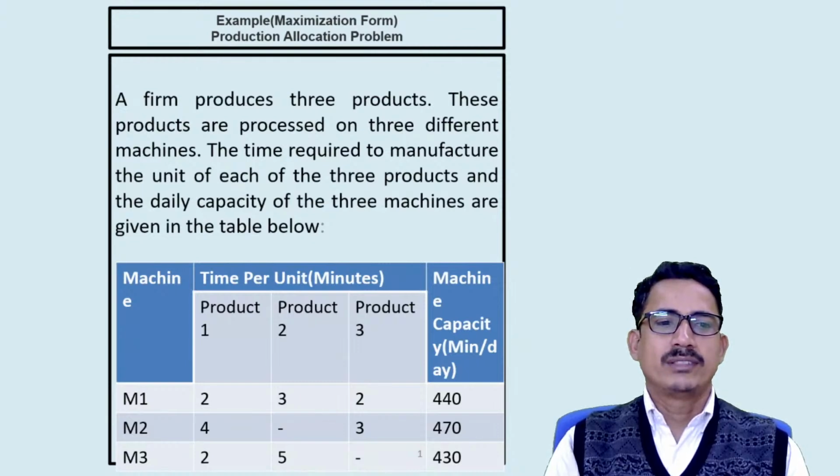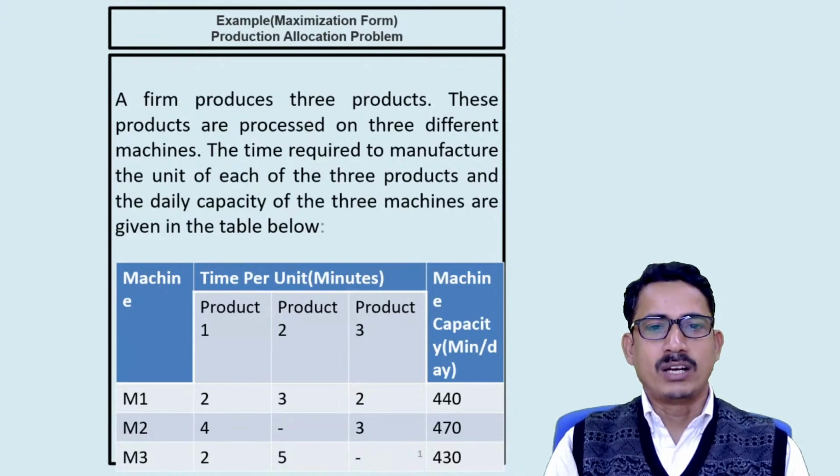How many machines do you have in the table? The 3 machines: machine 1, machine 2, machine 3. How many products? Product 1, 2, 3. So we have taken a matrix. Matrix means there is a link of row with column. And in the above, it is written time per unit in the form of minutes.